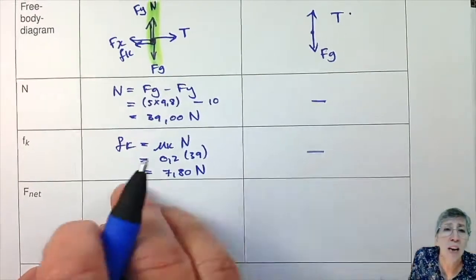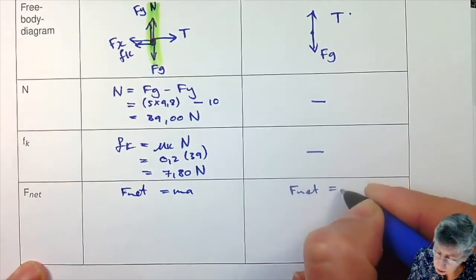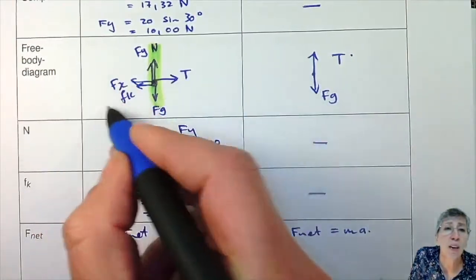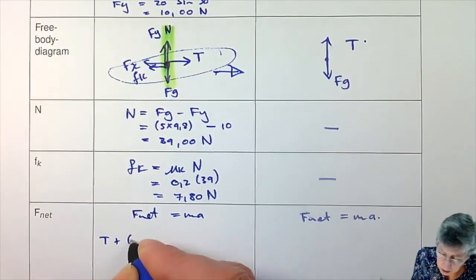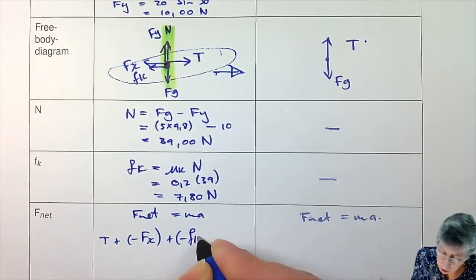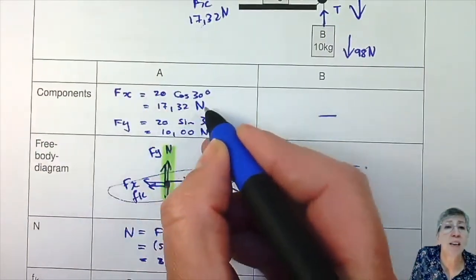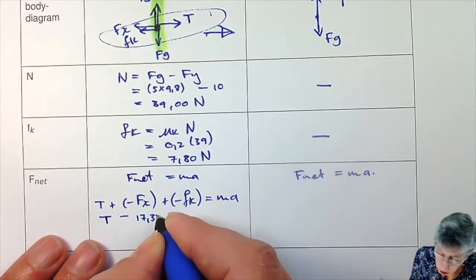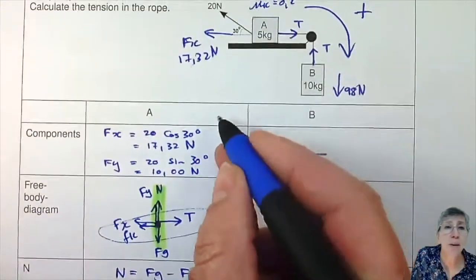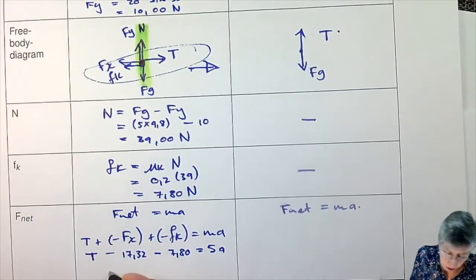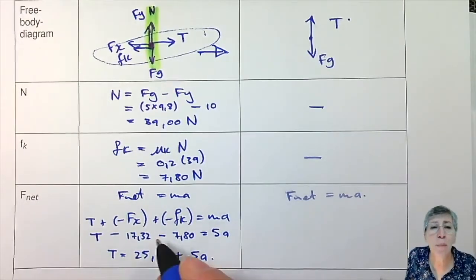Okay, so now we're ready to do Newton's second law. And we're going to apply it to every object separately. So here we're going to say F net equals m times a, and there F net equals m times a. Right. Now, remember, now we are going to look at the direction of movement, and it is moving to the right. So here, this will be T plus minus Fx plus minus Fk, that is equal to m times a. T is the unknown. That Fx, we've already calculated, it's 17,32 minus, and then the frictional force we've also worked out, 7,80, and the mass of that one was 5, and a is another unknown. So here we end up with our 25,12 plus 5a. Right, so check your maths if you had this correct.